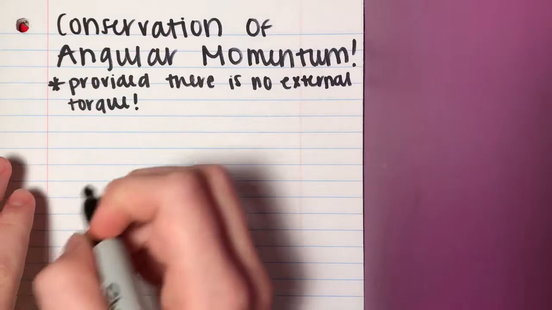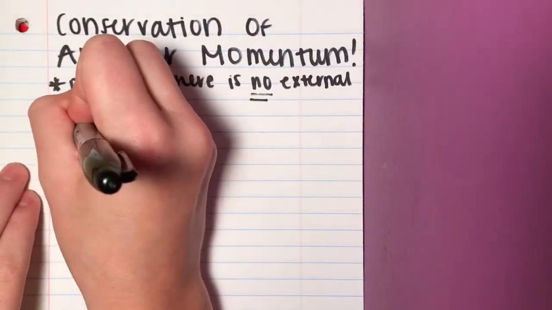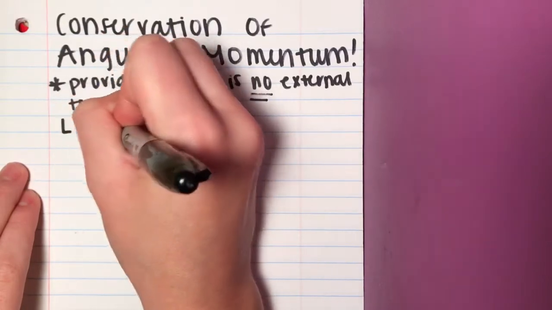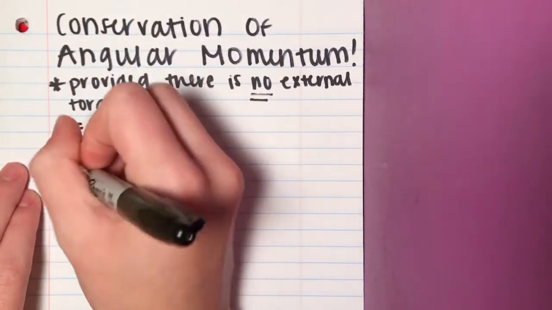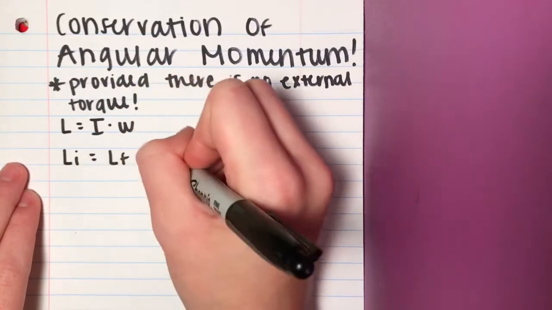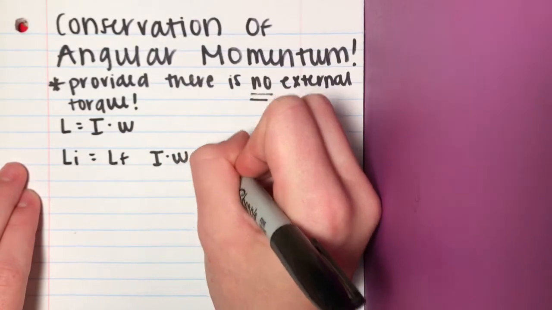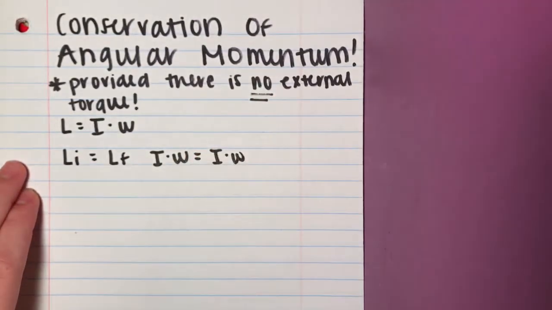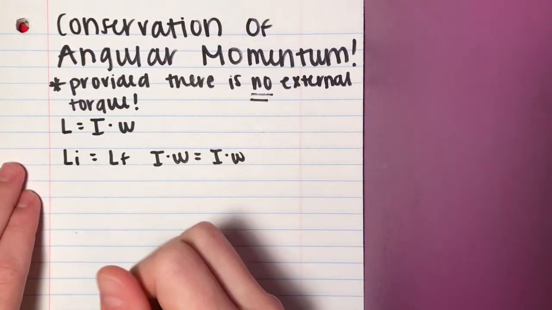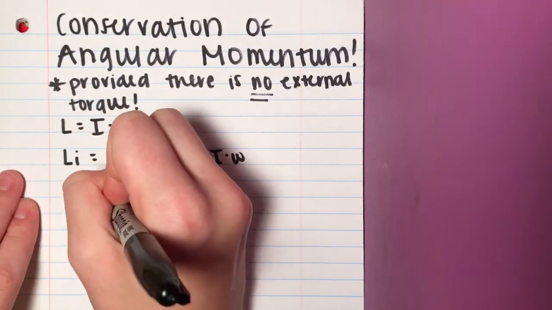Angular momentum is conserved provided there is no external torque acting on the object. The equation for angular momentum is L equals I times ω, or angular momentum equals the moment of inertia times the angular speed. In our example, since angular momentum was conserved, we can write the equation as Li equals Lf, or the angular momentum initial equals angular momentum final.